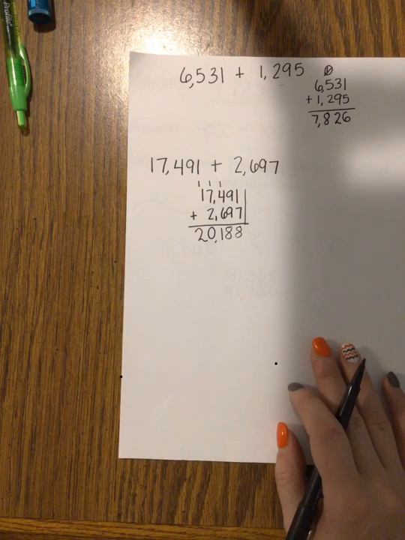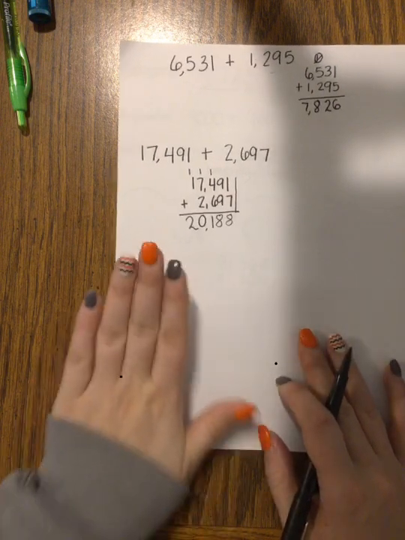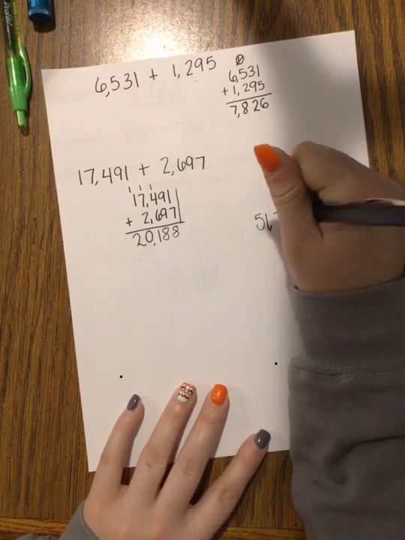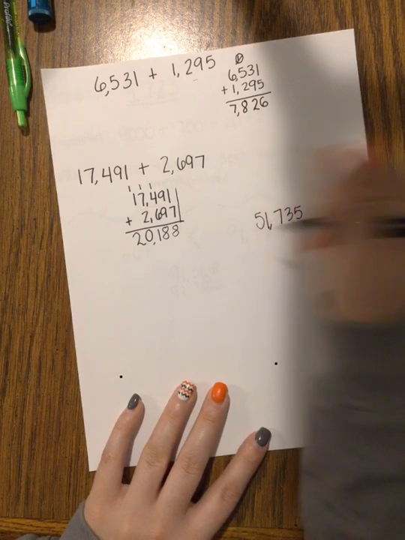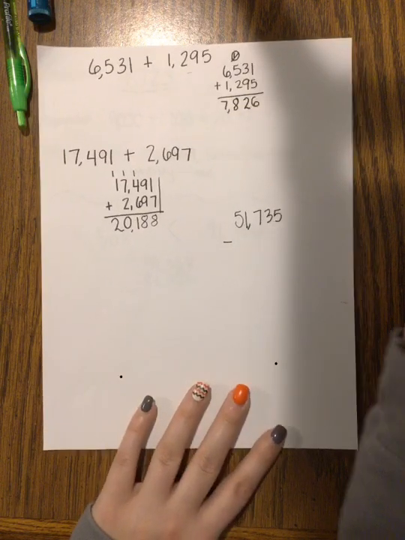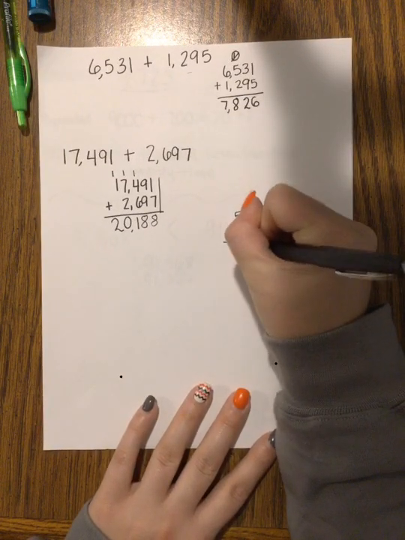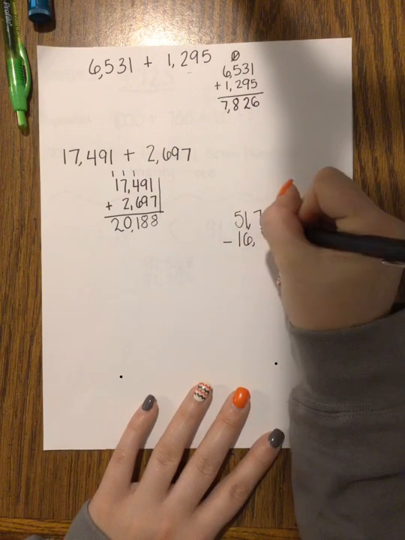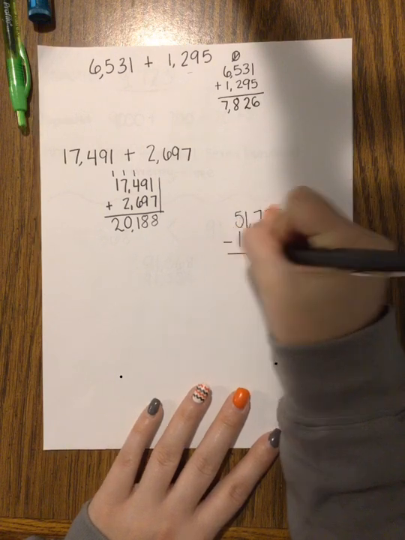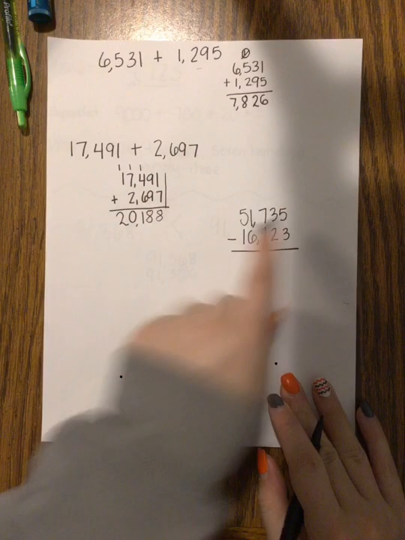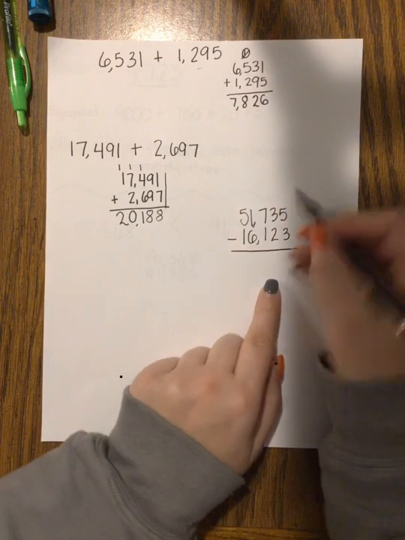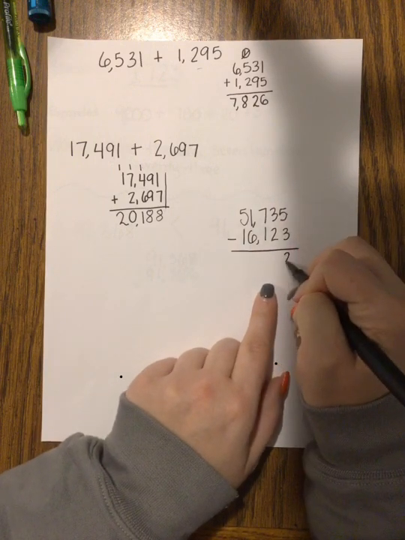Now the next one we're going to do is a subtraction problem. Same method. So let's say I have 51,735 and I want to subtract. I'm just going to go ahead and write it vertically to save some paper here. Minus 16,123. Okay, so once again, I need to make sure that I've lined up my numbers by the place value, starting at the ones place. So I have 5 minus 3 is 2.